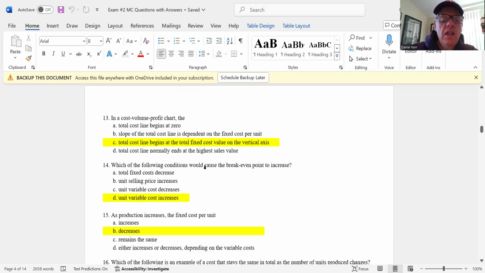Number 14. Which of the following would cause break-even point to increase?